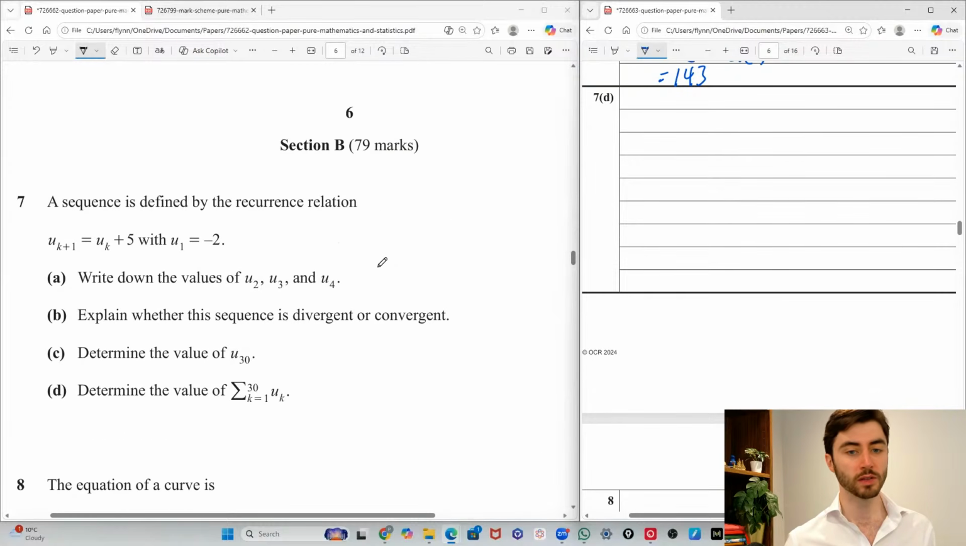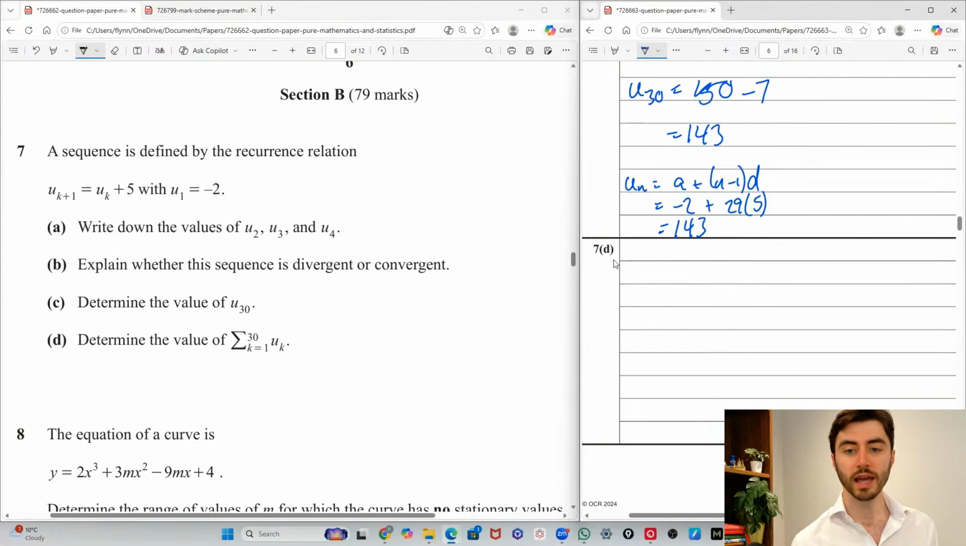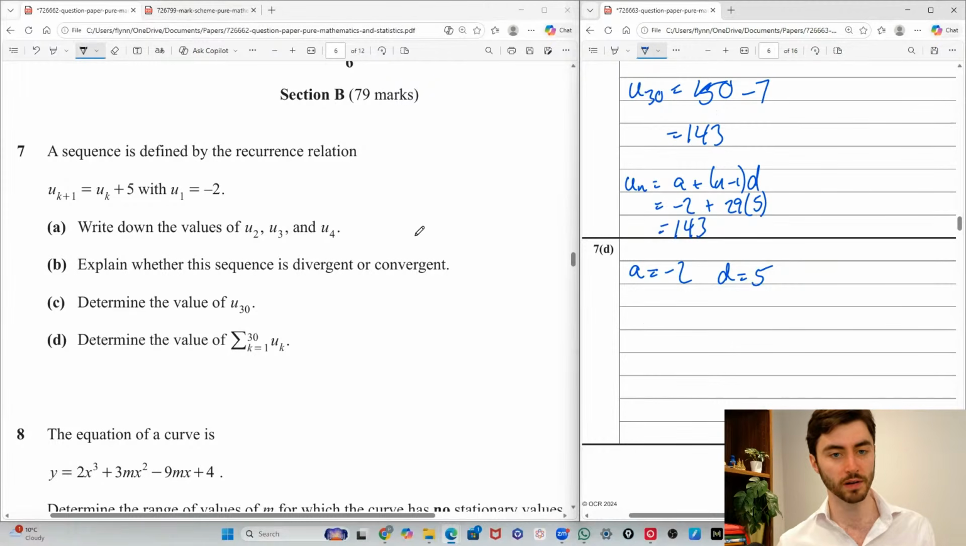7d, determine the sum to 30. Well, we know again that a is equal to minus 2 and d is equal to 5, which means that the sum to 30 is, well, first of all, I'm going to write out the formula first, which I think you'll be able to find in the formula sheet at the top of this paper. Let me just confirm that.